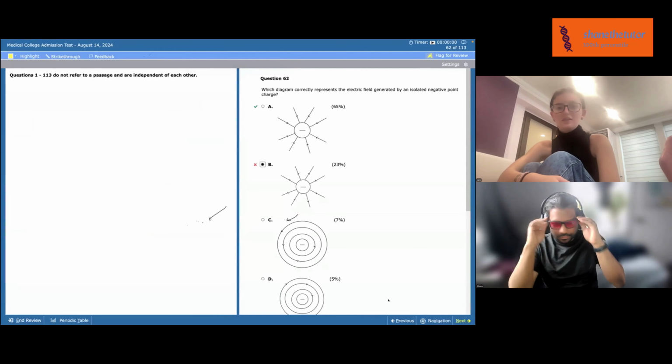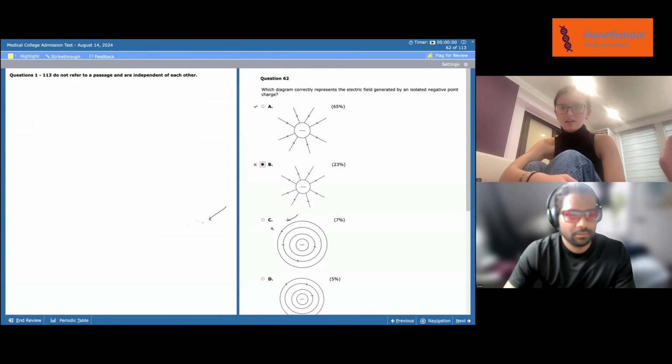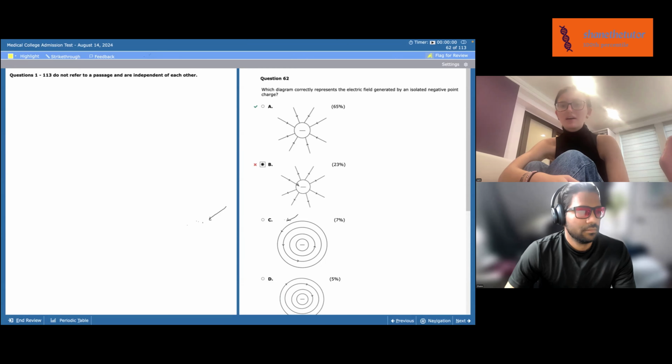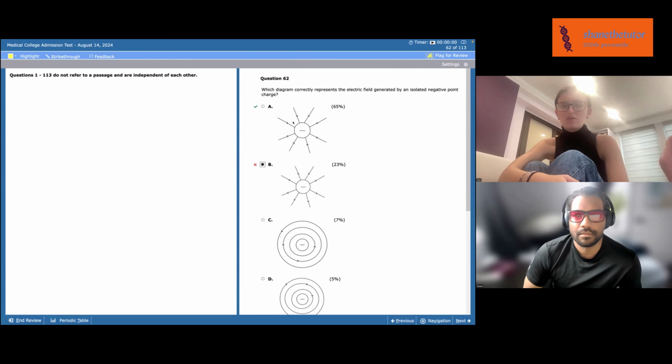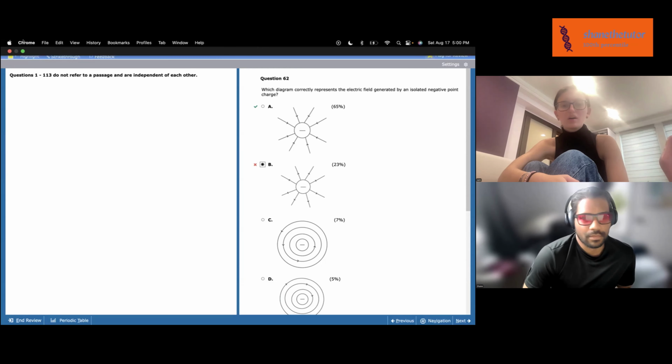Okay, so I knew it wasn't these ones because it's a little too valence electrony, but the isolated negative point charge, so I assumed that the middle would have to be negative. But then I was thinking about an electric field, wouldn't it go outwards instead of inwards? Like you wouldn't move electrons towards a negative charge, you would move them away.